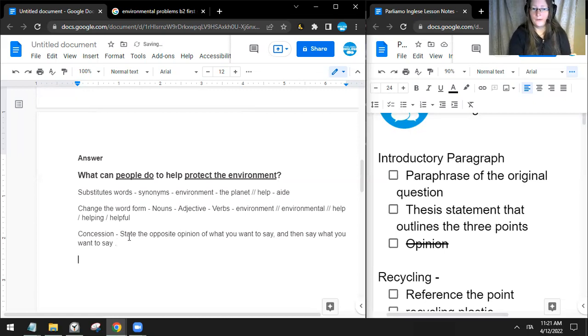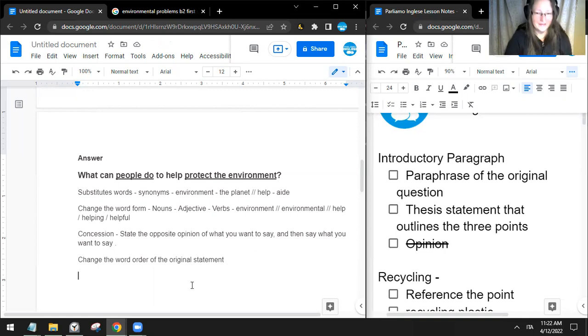And of course, we can reorder the words. So instead of talking about people first, we could talk about environment first and put people second, and change the word order of the original statement. So 4 things that we can do in order to paraphrase. So for here, let's see, what can people do to help protect the environment? Let's go with my concession, because that was great.